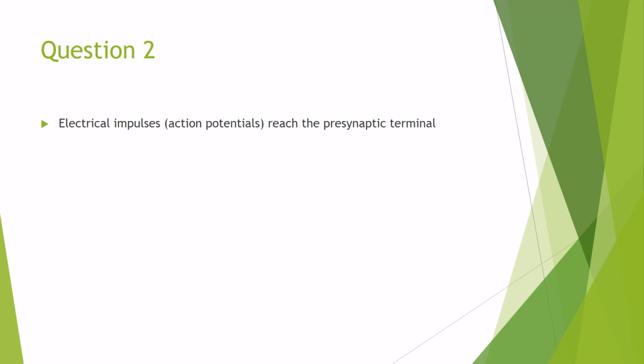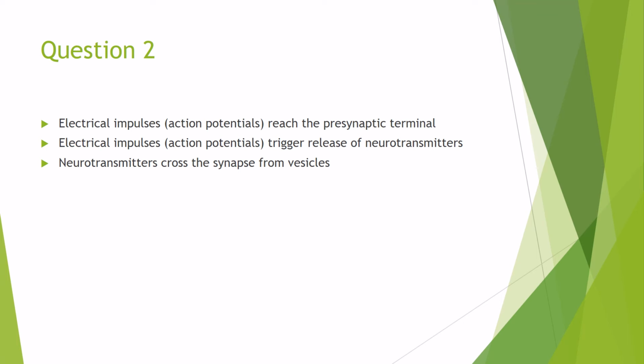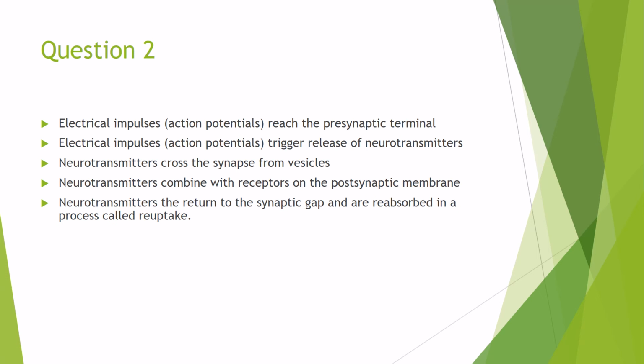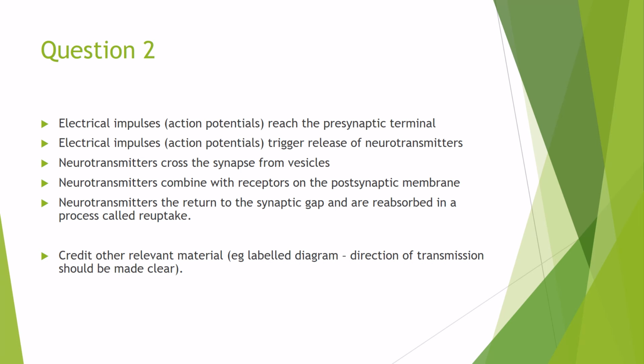So you talk about an electrical impulse or action potential reaching the presynaptic terminals. The electrical impulse then triggers the release of neurotransmitters into the synaptic gap. They cross the synapse and they bind to the receptors on the postsynaptic neuron. The neurotransmitters then return to the synaptic gap and are reabsorbed in a process called reuptake.